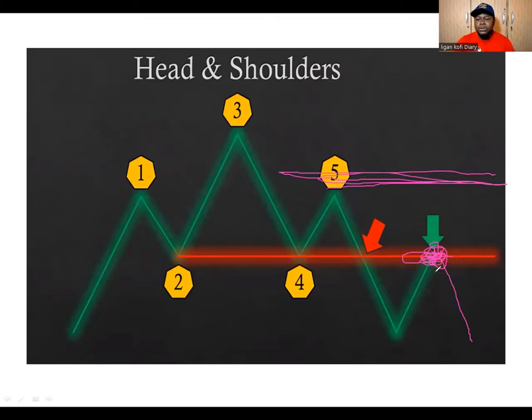If you want to go 2 times of the stop loss or 3 times of the stop loss, that will depend on you. So your stop loss is going to be on the 5. The top here is going to be your stop loss. Your entry is going to be here.